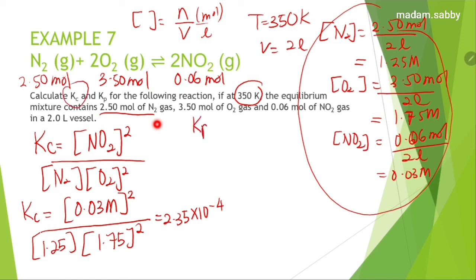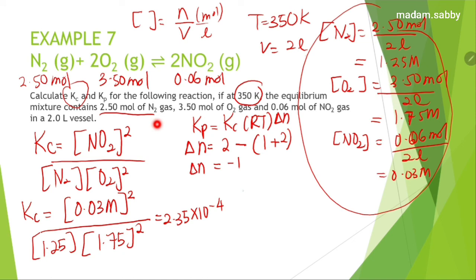Kp can be calculated using Kp equals Kc RT to the power of delta N. First calculate the delta N for this equation. I have 2 moles of gas in the products, minus 1 mole from nitrogen gas plus 2 moles from oxygen gas in my reactants. So in the end, my delta N is negative 1.